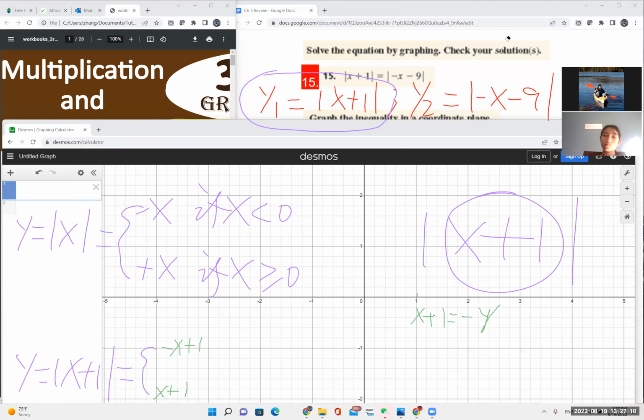No. Negative. How to say a number is negative? Negative means less than 0. Yeah, less than 0. You see, this means translate this into an inequality, right? Then solve for x. Solve this for x.